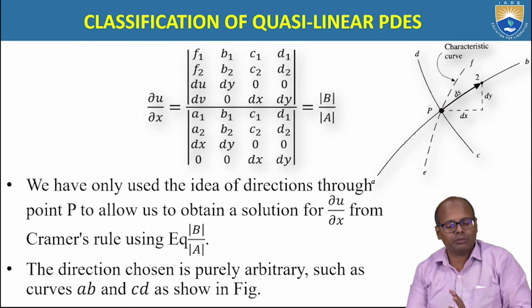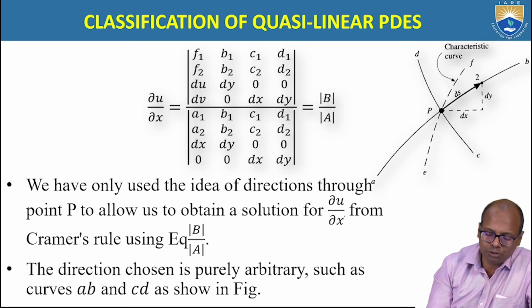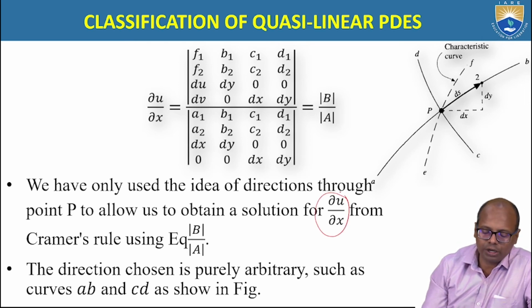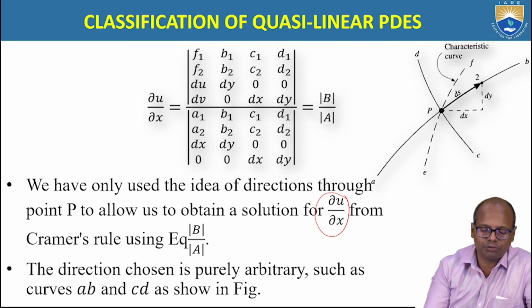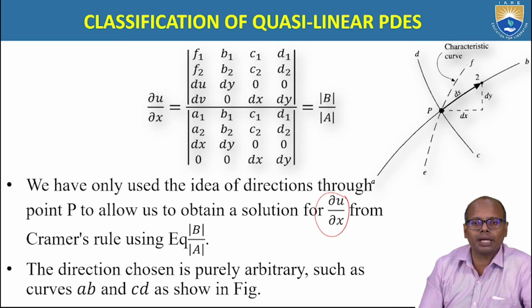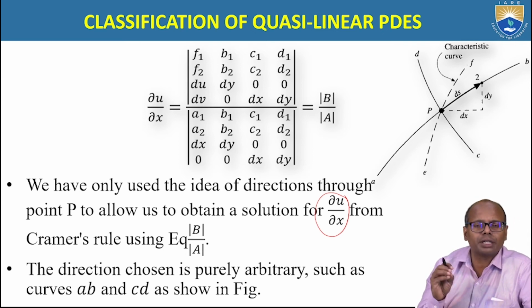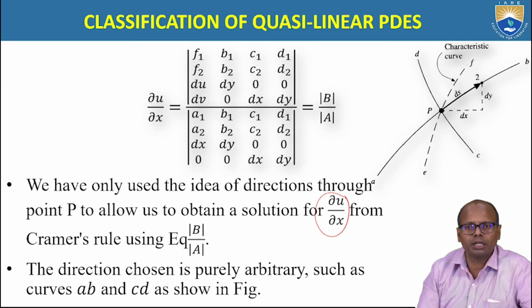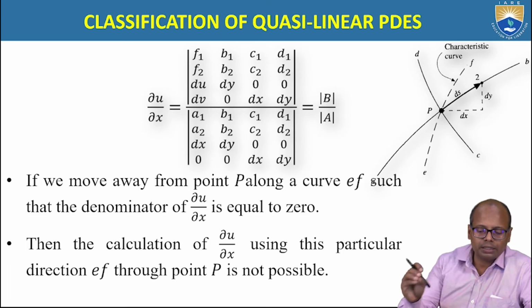So this is about Cramer's rule. By using Cramer's rule, we have found the value of dou u by dou x. Similarly, I can find the values of dou u by dou y, dou v by dou x and dou v by dou y. Here the direction is only arbitrarily taken. It doesn't matter in which direction we go, we will get the same values when dx tends to 0.